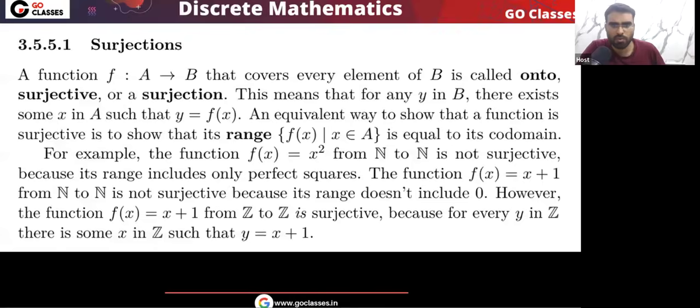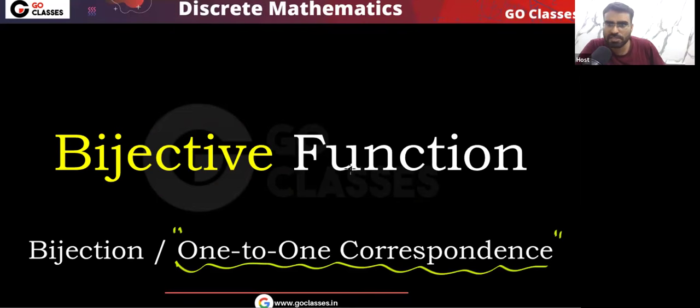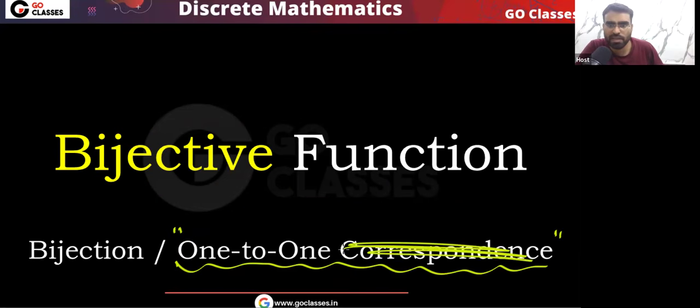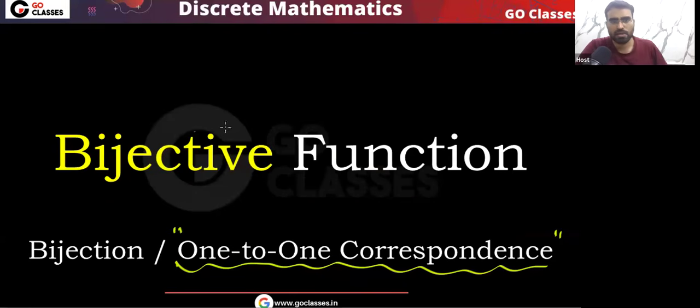Okay, let's move on now. Now let's see the bijective function. The other name is bijection, or the other name is one-to-one correspondence. This is a single word. Is this the same as a one-to-one function? Please tell me. No. This is a single word, one-to-one correspondence. This is an atomic word. You cannot break it. Don't forget this correspondence. Or you can call it bijective, or bijection.